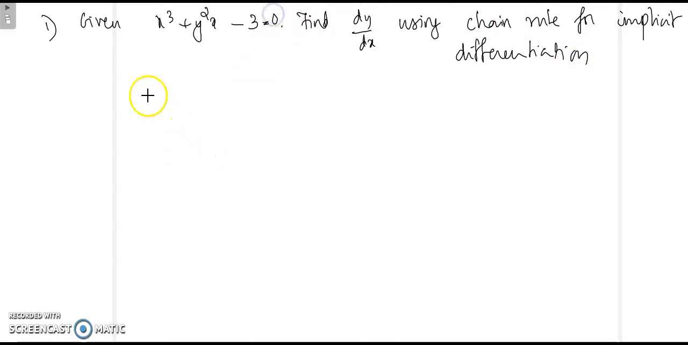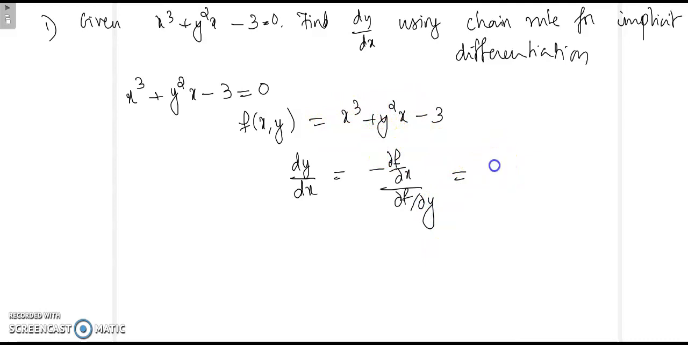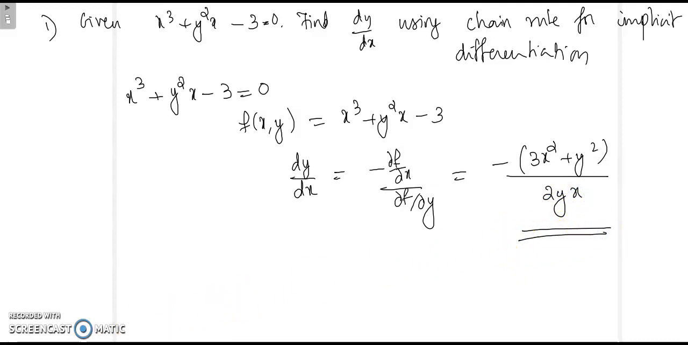This is equal to 0. So you have the equation x cube plus y square x minus 3 equal to 0. So here f of x, y is x cube plus y square x minus 3. Therefore dy by dx will be minus dou f by dou x by dou f by dou y. Now differentiate this with respect to x. So you will get minus 3 x square plus y square by dou f by dou y will be 2yx. So that is the required derivative.